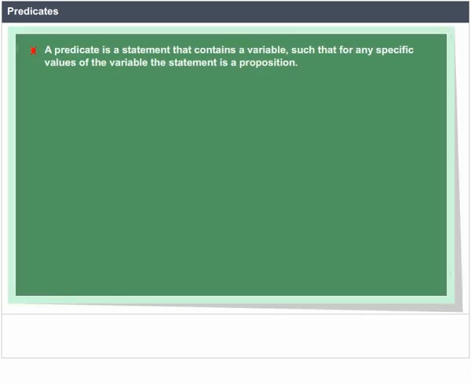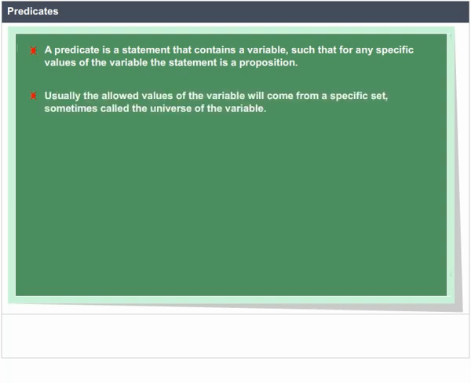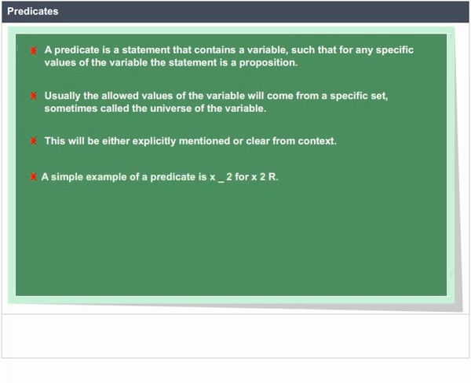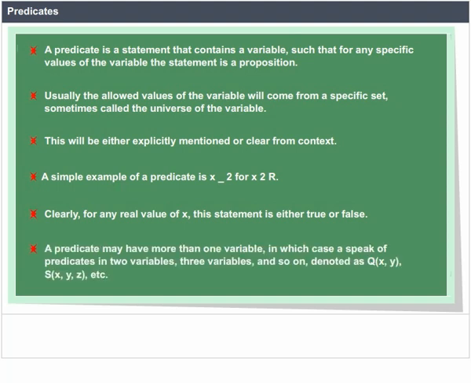Predicates. A predicate is a statement that contains a variable such that for any specific values of the variable, the statement is a proposition. Usually, the allowed values of the variable will come from a specific set, sometimes called the universe of the variable. This will be either explicitly mentioned or clear from context. A simple example of a predicate is x squared for x in the reals. Clearly, for any real value of x, the statement is either true or false. A predicate may have more than one variable, in which case we speak of predicates in 2 variables, 3 variables, and so on, denoted as Q(x,y), S(x,y,z), etc. Propositional functions.